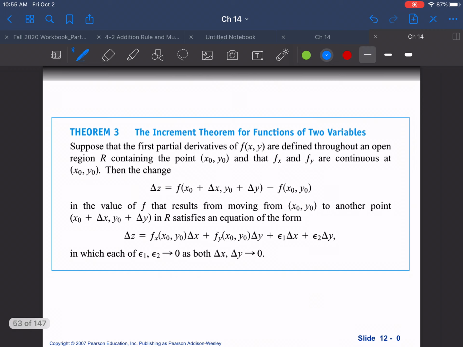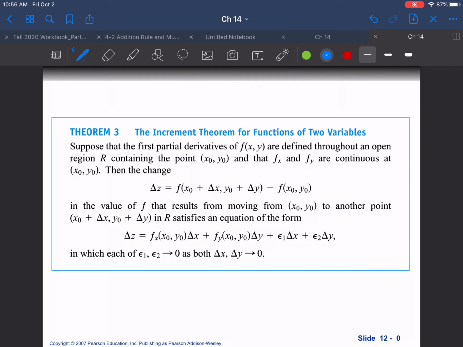Next, theorem 3, the increment theorem for functions of two variables. Suppose that the first partial derivatives of f of x, y are defined throughout an open region R containing the point x0, y0, and that the partial derivative with respect to x and partial derivative with respect to y are continuous at x0, y0. Then we have this change here. We can say that we have some delta z that will equal a step in f, where we step a delta x in x and a delta y in y, minus our original point.